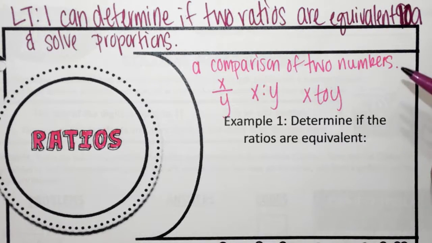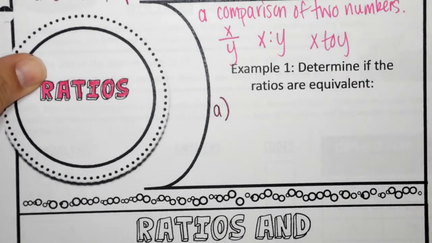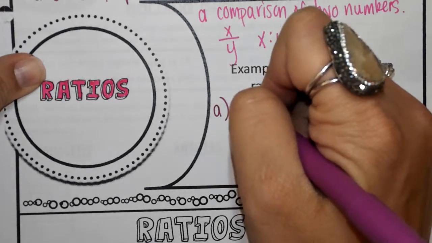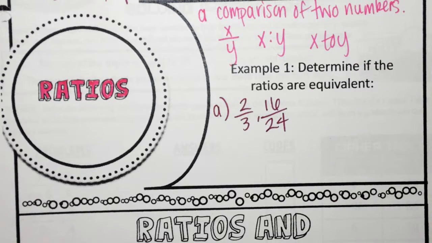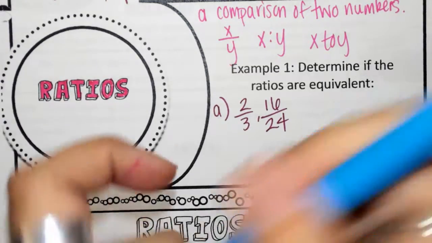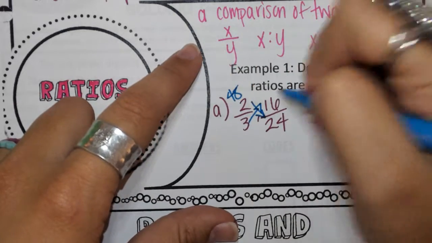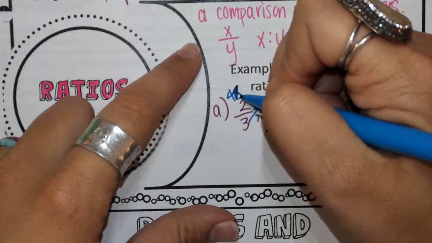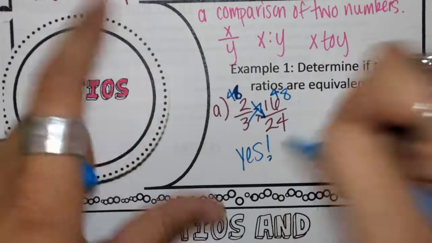So this first thing asks us to determine if ratios are equivalent. Let's look at 2/3 and 16/24. Those are 2 ratios, or 2 fractions, and we're going to see if they're equivalent. You could do it 2 ways. You could reduce the bigger one, or you can just cross multiply. What's 2 times 24? What's 3 times 16? 48. Are those 2 numbers congruent to each other? Your ratios are equivalent. That's it.